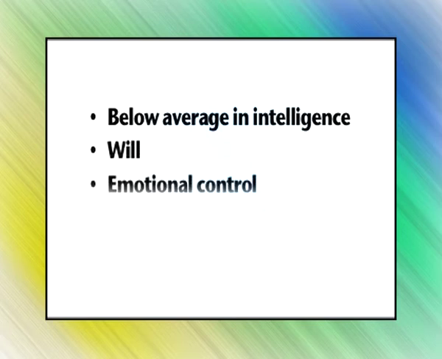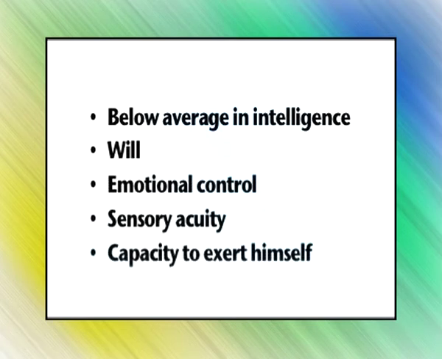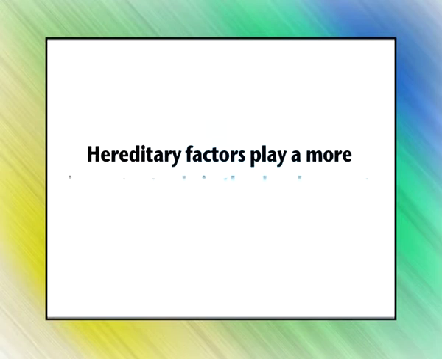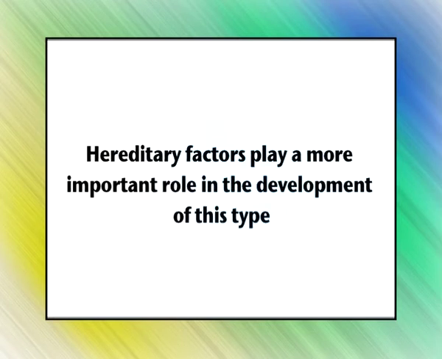Neuroticism. Another major dimension involves emotional instability at the lower end and emotional stability at the upper end, describing people as neurotic and not neurotic. The other dimension is psychotic. Neuroticism is considered a general factor by Eysenck. Traits of a neurotic person are below average intelligence, will, emotional control, sensory acuity, and capacity to exert himself. He is suggestible, lacks persistence, slow in thought and action, and unsociable. Perhaps hereditary factors play a more important role in the development of this type.